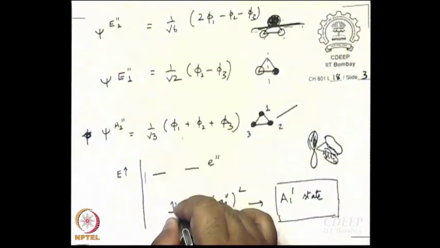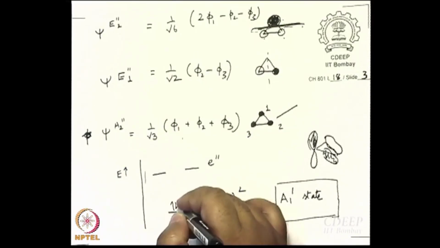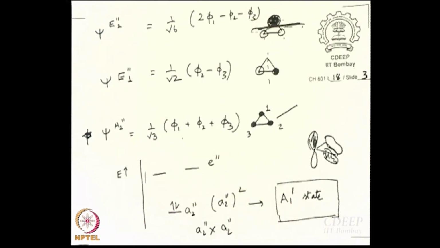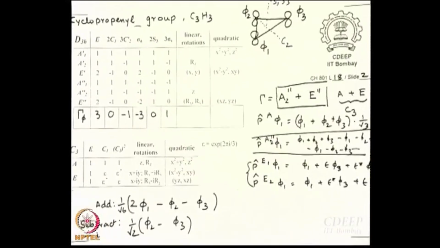All right. What happens when an electron is here? Let us say now you have brought in some light and you have promoted an electron from the A2 double dash molecular orbital to one of these E double dash orbitals. What should it be? No, forget about singlet triplet, that comes later. It should be A2 double dashed cross E double dashed. Work it out.